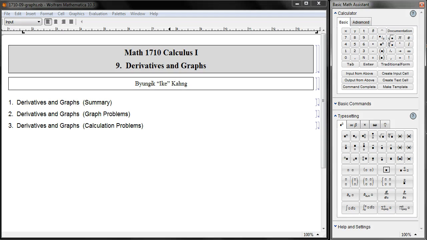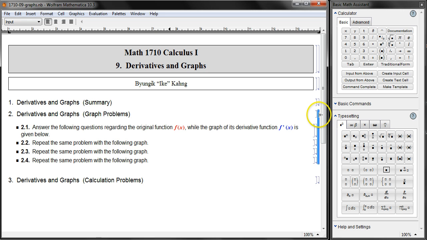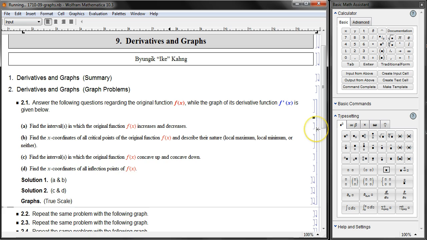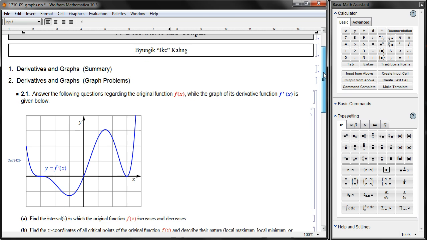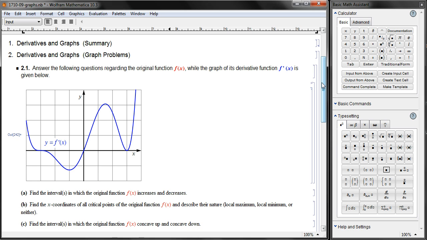In the previous video, we went through all the necessary theoretical background. Now we are ready to start an example problem, and here's a nice one. Answer the following questions regarding the original function f of x, while the graph of its derivative function is given below. This blue graph is the derivative.